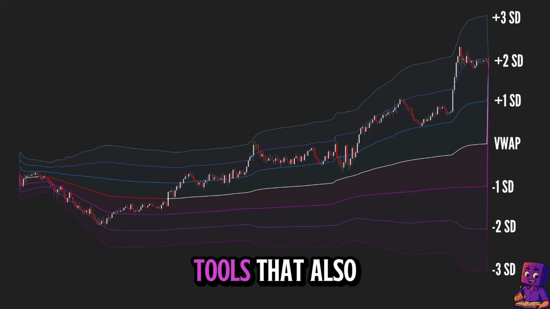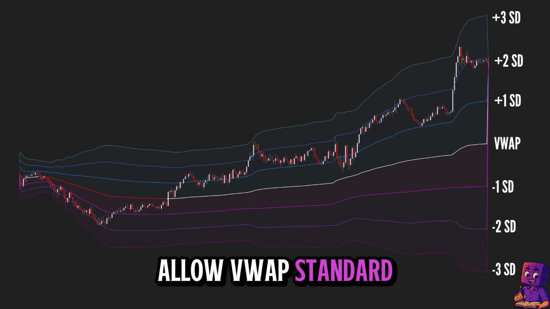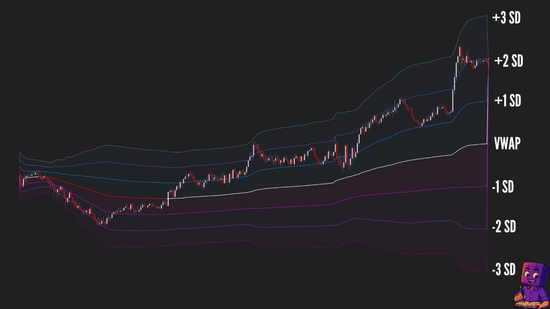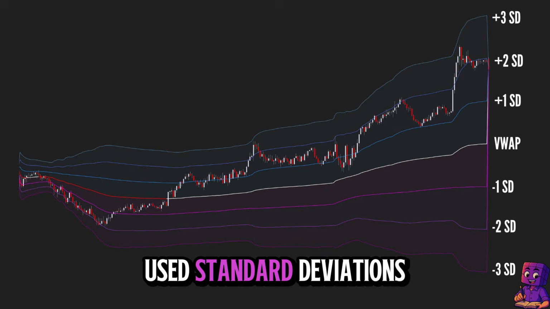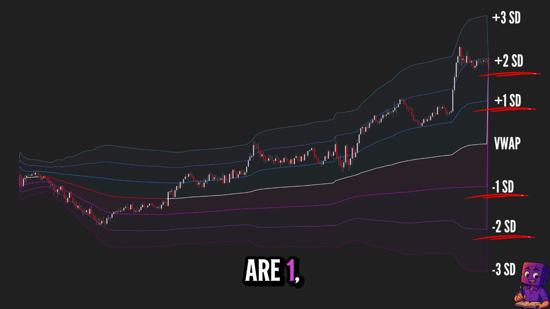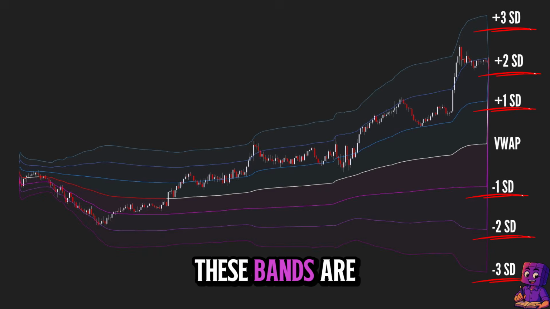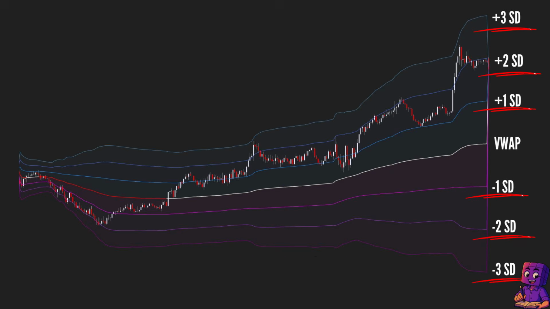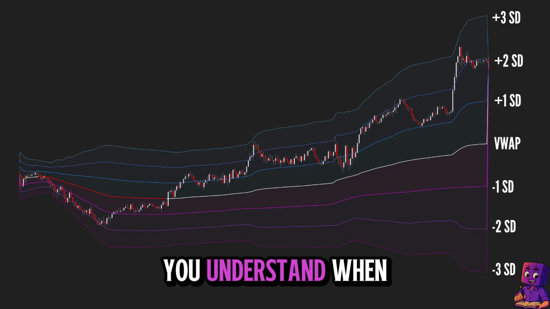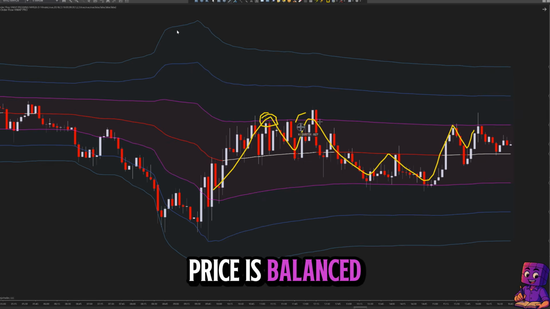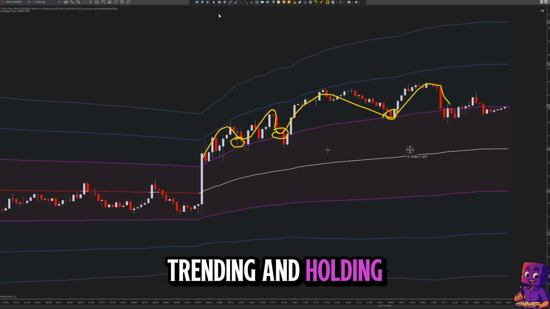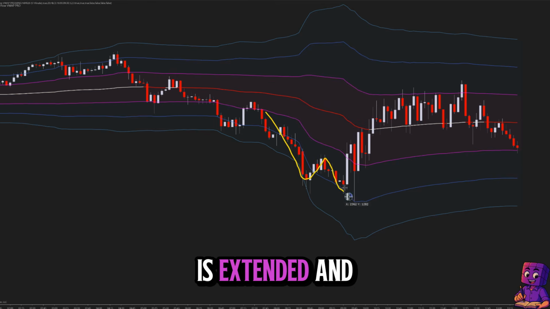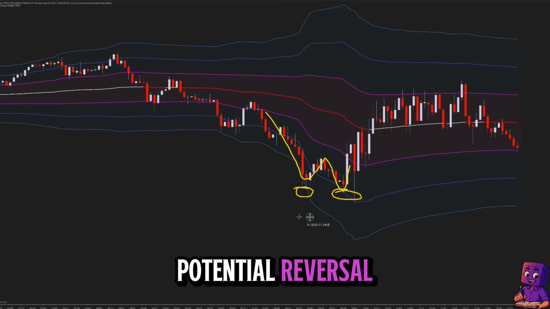Now there are tools that also allow VWAP standard deviation bands. Very useful to read the market. And the most used standard deviations are 1, 2, 3. These bands are extremely useful because they help you understand when price is balanced and rotating, when price is trending and holding, and when price is extended and ready for a potential reversal.